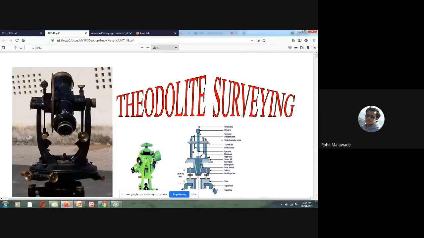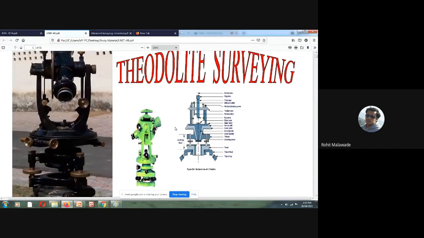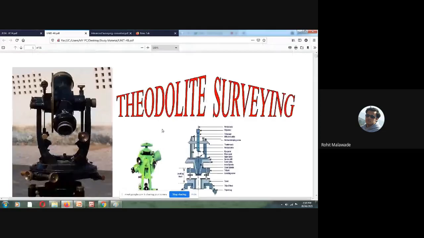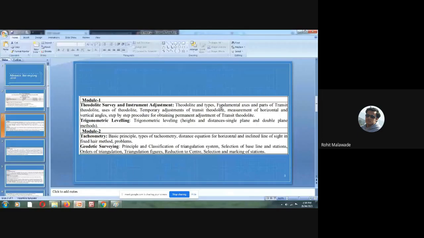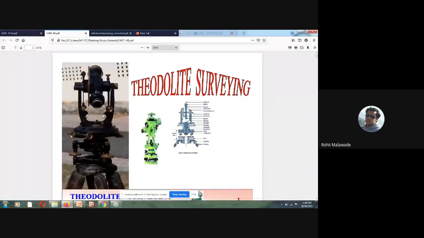All those components we are going to see later in detail. First, we will see what a theodolite is and what the different types of it are, according to your syllabus, and then the fundamental axes and all. That is all we are going to see in this particular class. I hope you have seen the theodolite instrument. How to take the reading and all that can be explained more clearly when we deal with this theodolite instrument in the offline mode.